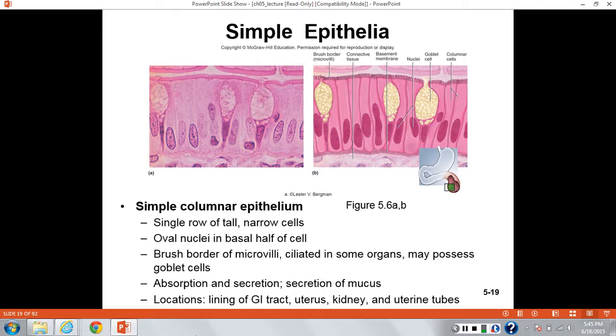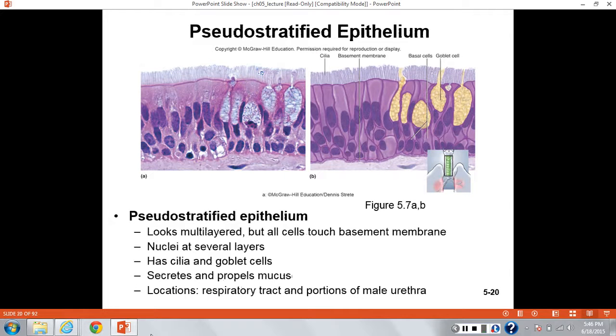Who remembers what microvilli do from the chapter 3 test? It helps with absorption. And microvilli are in large concentrations where? The small intestine, where we talk about brush border cells. So this lines the GI tract, the uterus, the kidneys, and your uterine tube, or your fallopian tube.